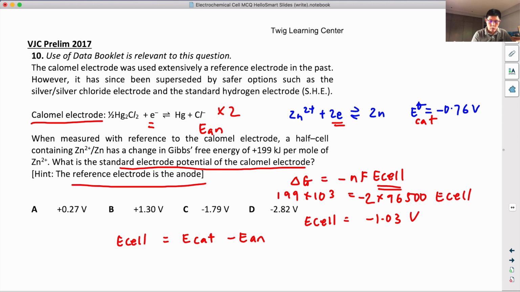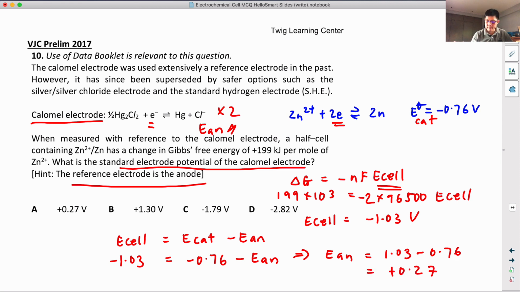So I'm going to just put in the values. E cell is minus 1.03, E cathode is minus 0.76, minus E anode, which is this one over here. If you work it out, what's E anode? E anode equals 1.03 minus 0.76, and that will give you a value of plus 0.27. So that's the answer. That's why the answer is A.